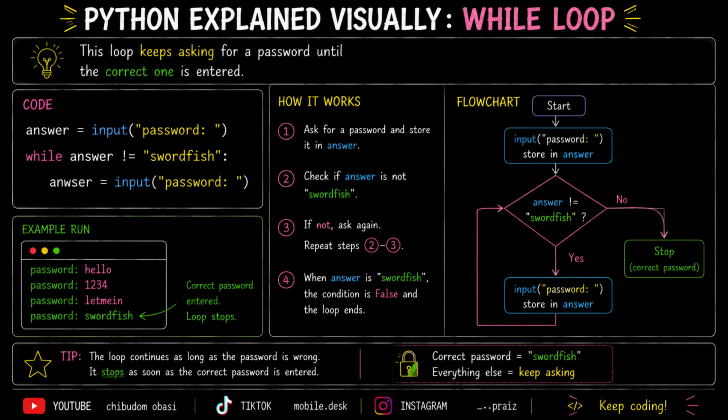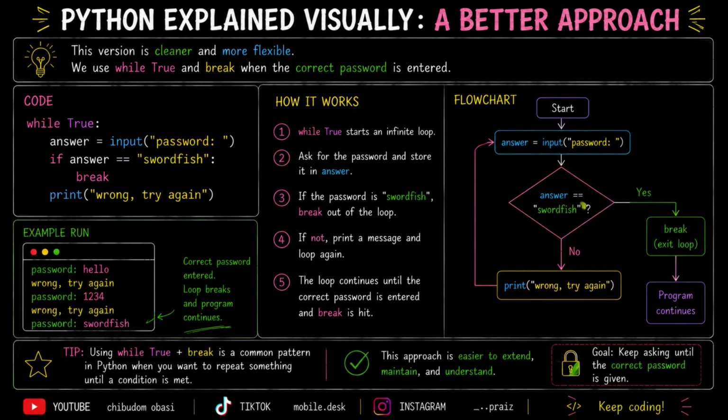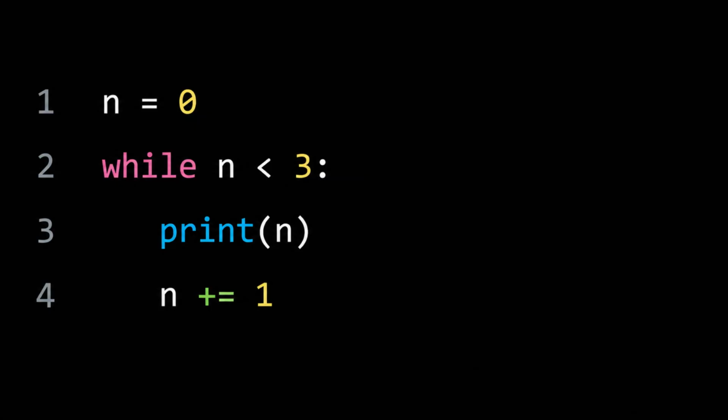A better approach would be to use a while loop. So you say while True, answer is equal to input, maybe "password" is our prompt, and we'll say if answer is equal to swordfish, break, that is to break the while loop. But if it's not, you just print "wrong, try again." And since the loop is still ongoing, this process will just continue running without you having to define another answer, input, prompt variable. Then we now have the while-continue relationship.